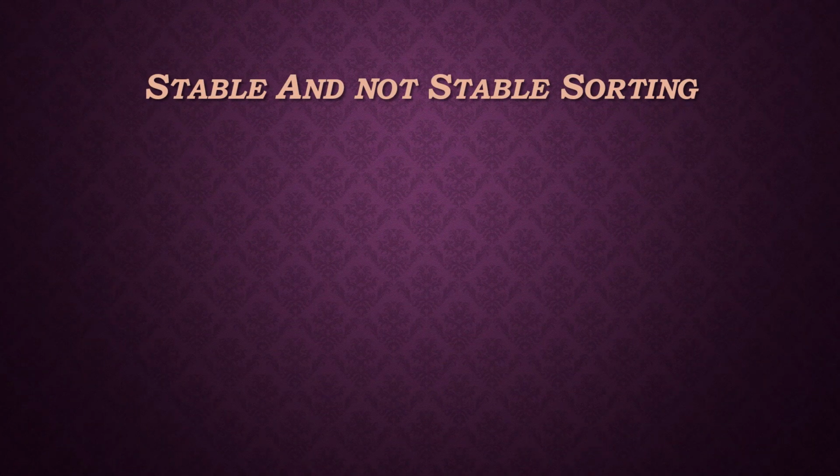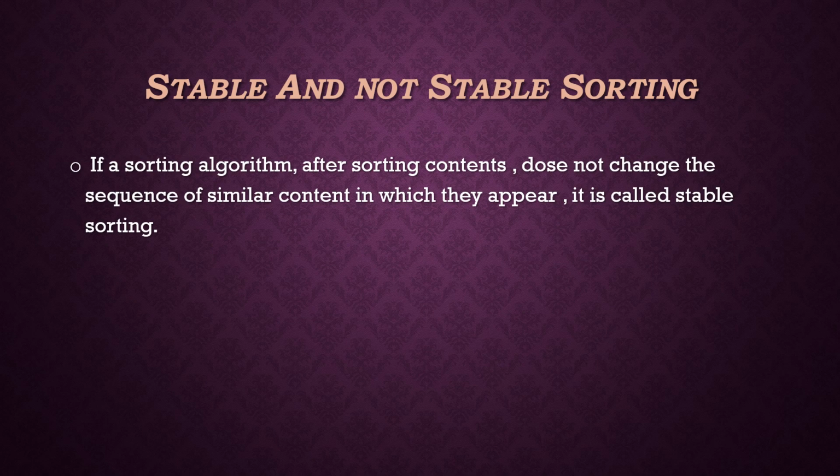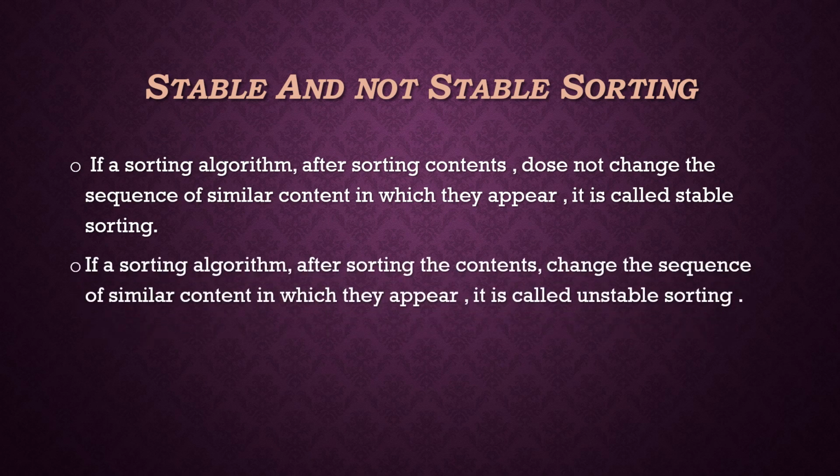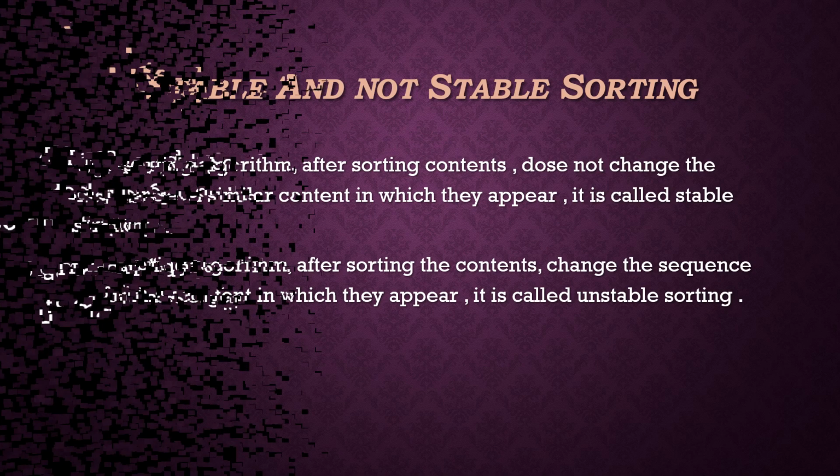Stable sorting. If a sorting algorithm after sorting content does not change the sequence of similar content in which they appear, it is called stable sorting. If a sorting algorithm after sorting changes the sequence of similar content in which they appear, it is called unstable sorting.